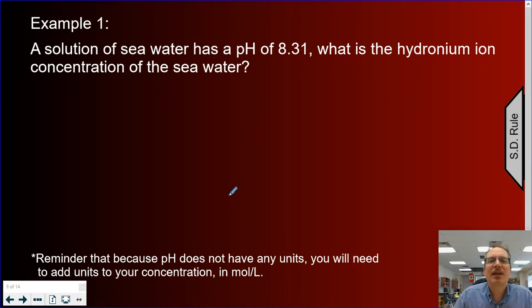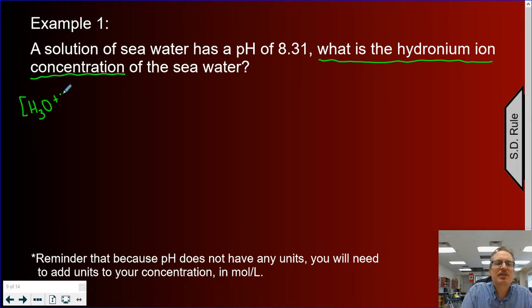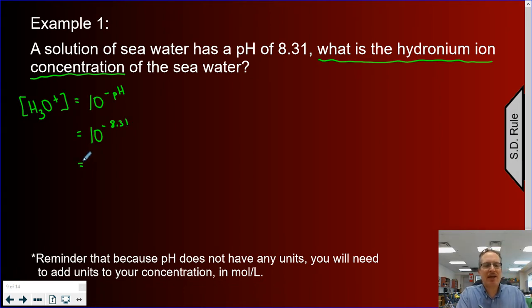So let's try another example. A solution of seawater has a pH of 8.31. What is the hydronium ion concentration of the seawater? So we are trying to find hydronium ion concentration. So H3O plus equals, and we have our new memorized formula, 10 to the raised exponent of a negative pH. So we are going to take 10 to the exponent negative 8.31.